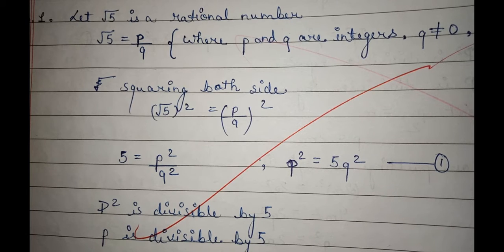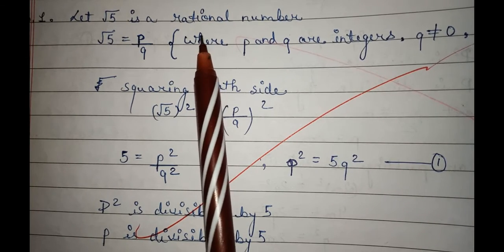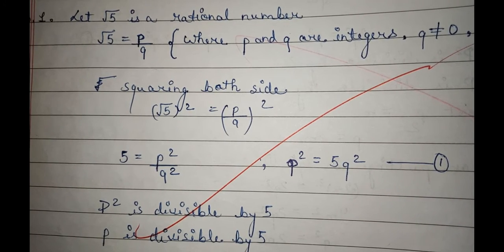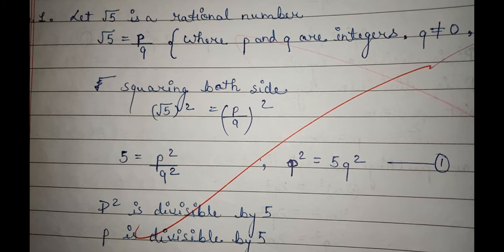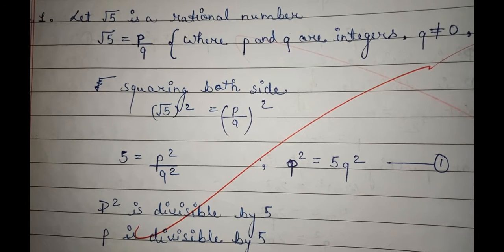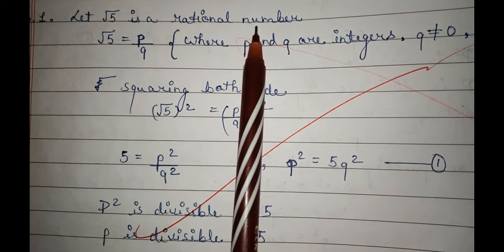So in this question, firstly we have to consider the given number as a rational number. Then at last we will contradict our statement. That is, after solving this, we will prove that our assumption was wrong. So it will automatically prove that the given number is an irrational number. Okay. So firstly, consider that root 5 is a rational number.